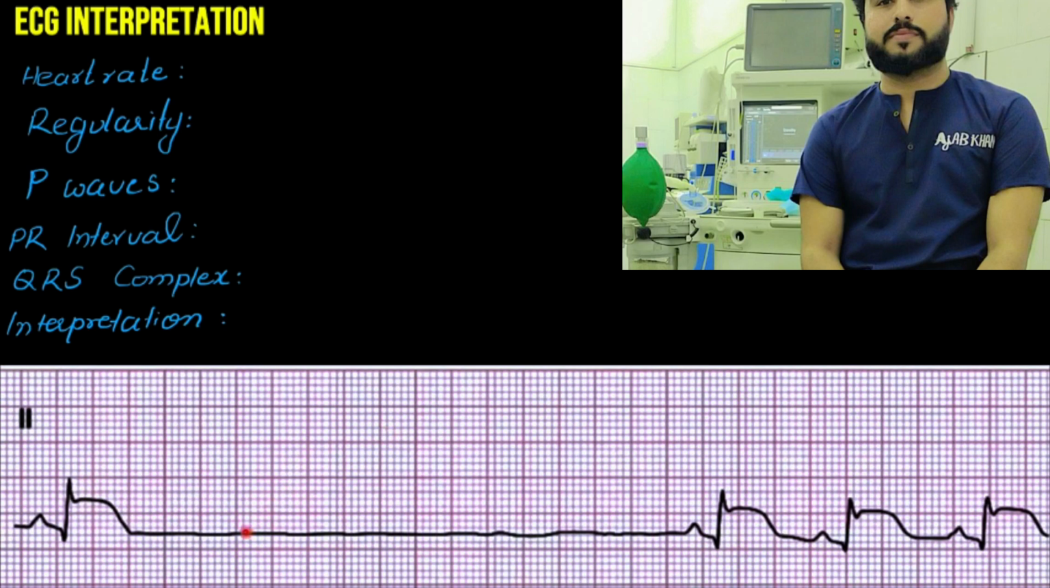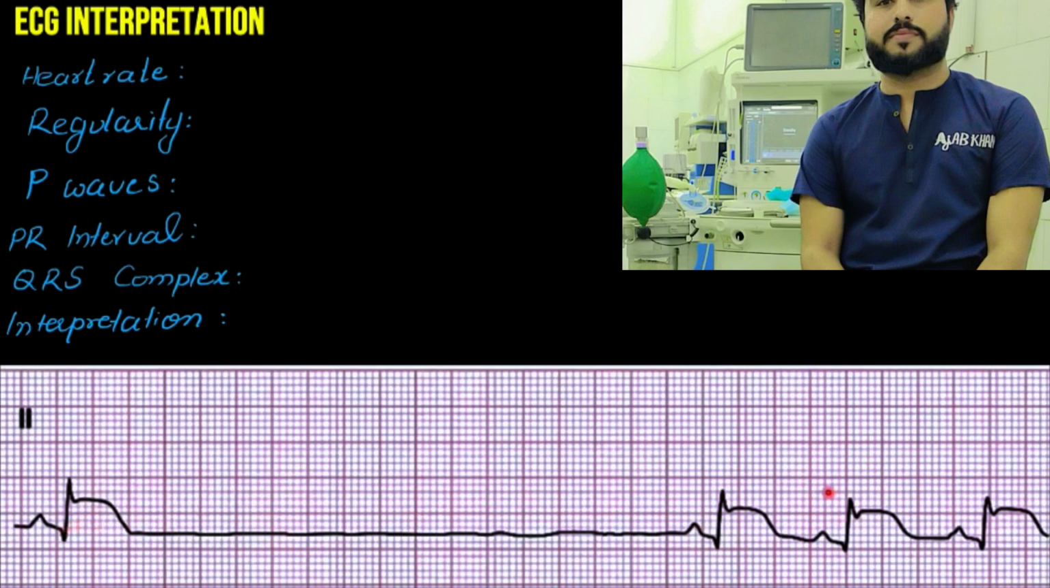Now if you look at this ECG, so many beats have been missed. Now the main thing is to calculate the P to P interval. If the P to P interval is following the normal pace, if the P wave is coming at a normal pace, then it is a sinoatrial block. And if the P wave is not coming at a normal pace, then it is a sinoatrial arrest.